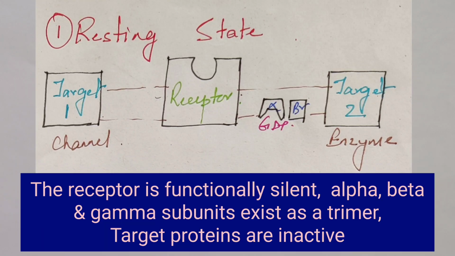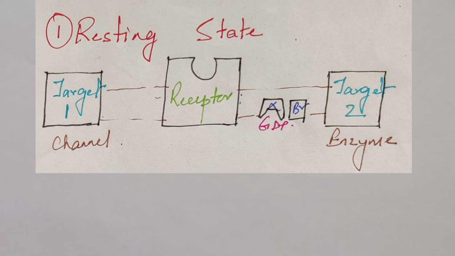So initially the receptor is in the resting state. It is functionally silent in the absence of ligand binding. Alpha, beta, gamma subunits of G protein exist as a trimer and reside in the membrane with GDP attached to the alpha subunit. The target proteins are inactive. So this is the resting state of the receptor.